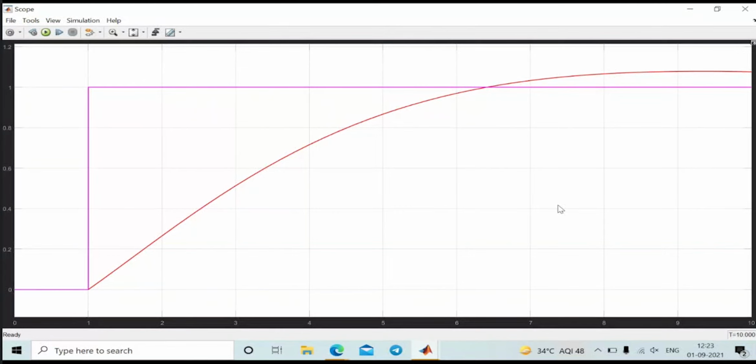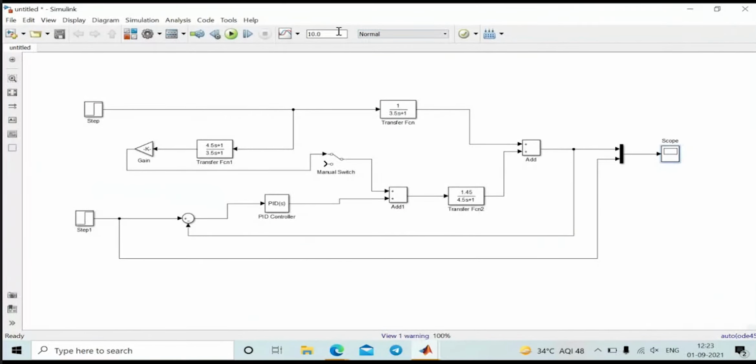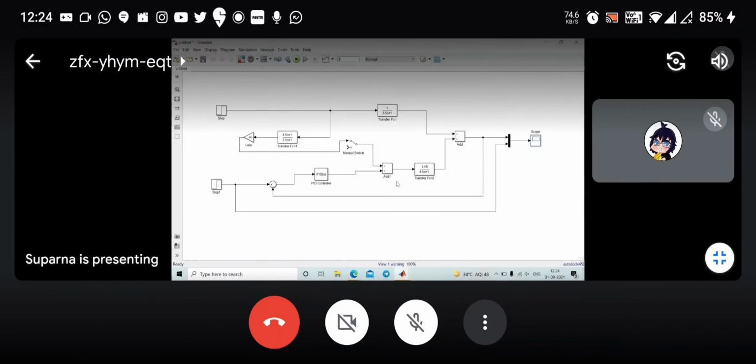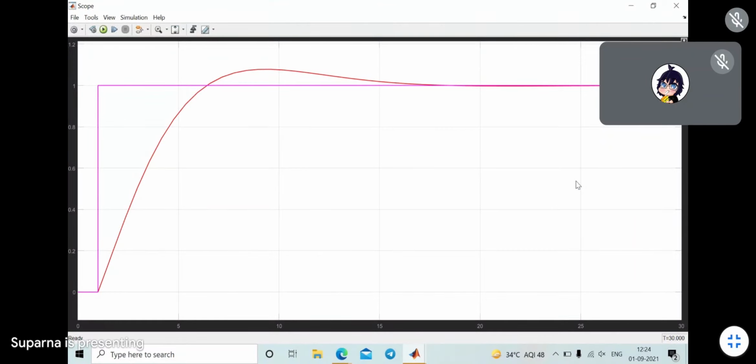Okay, ma'am. This is how it's coming. This is the output of auto. Yes, ma'am. Ma'am, Suparna, I will take it till 30 seconds. It will be better. Can you repeat it? What are you saying? Ma'am, I was telling her to take it till 30 seconds and it will be clear on the graph. Ma'am, you have also taken 30 seconds. Yes. Now it's all right. Yeah, I took 30 seconds now.